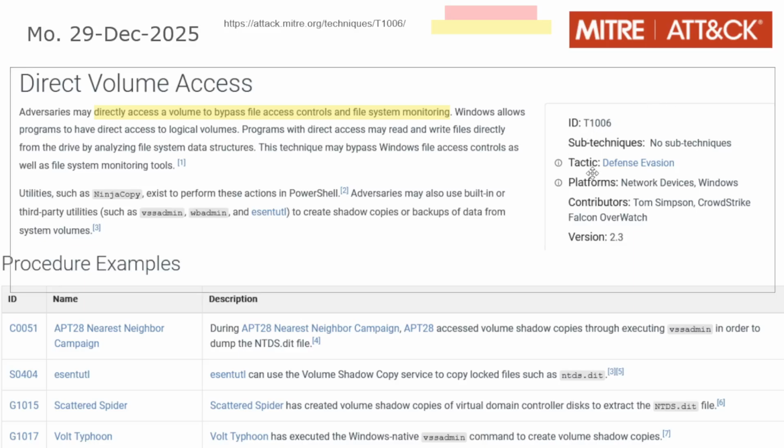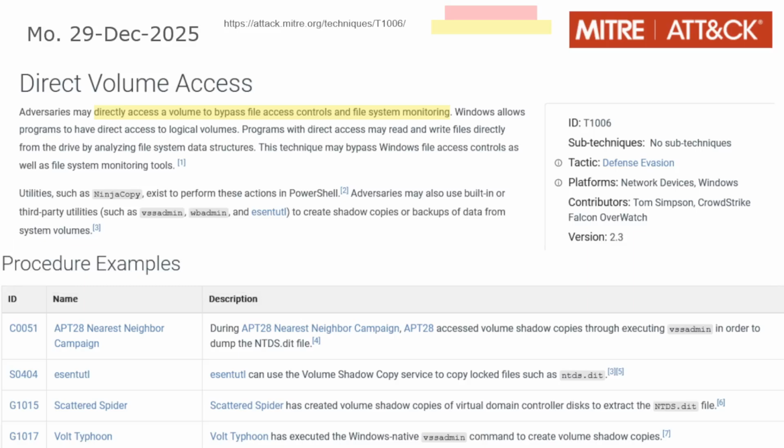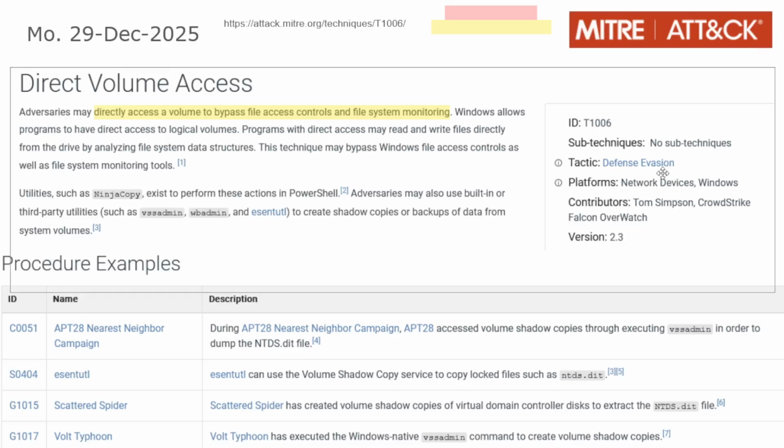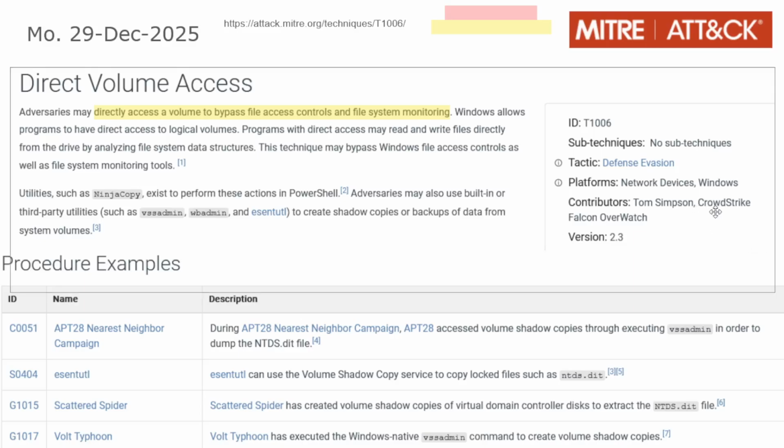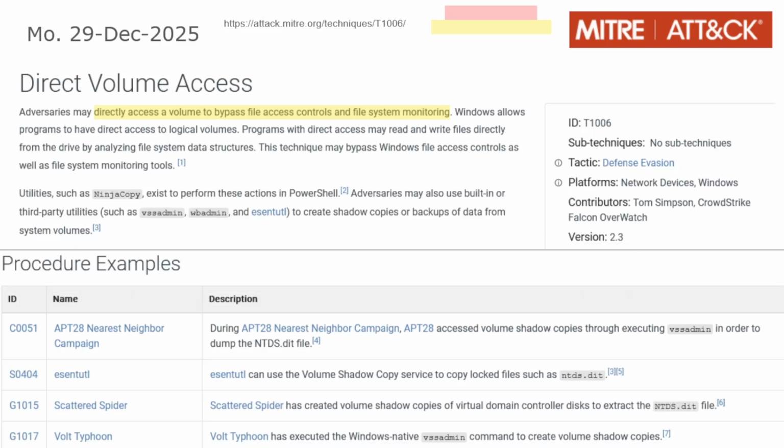Here in the tactic, by the way, we are in defense evasion. Let me see where this is. Defense evasion is fairly in the middle of the MITRE ATT&CK adversary life cycle. It's the phase where the initial breach happened, the adversary is in your system, and now they think about how to access data without being caught, and direct volume access appears to be a good way here. We have one contributor from CrowdStrike Falcon OverWatch, so that sounds like an elite group over there. Yeah, interesting.